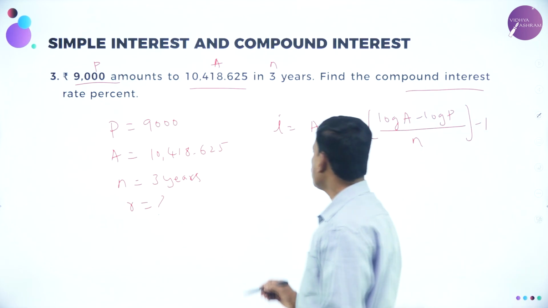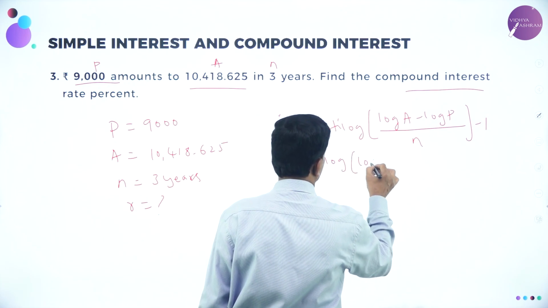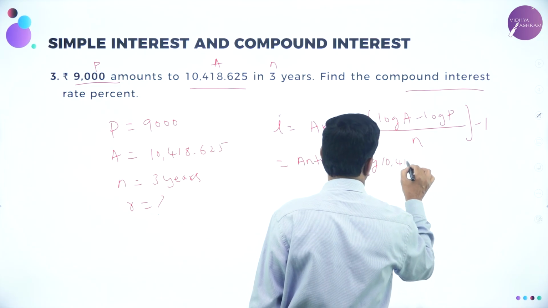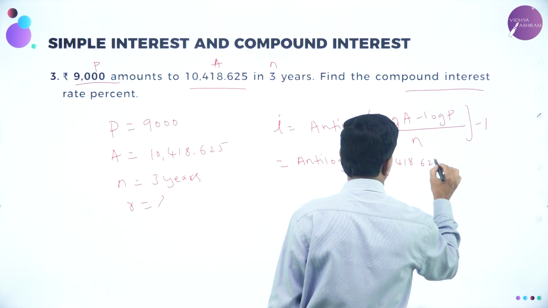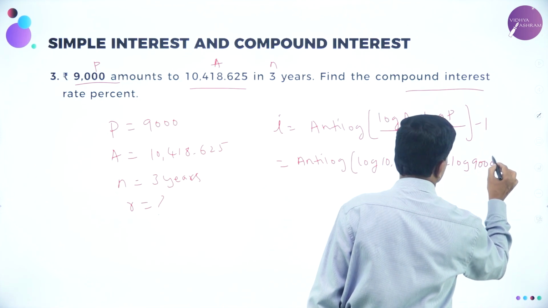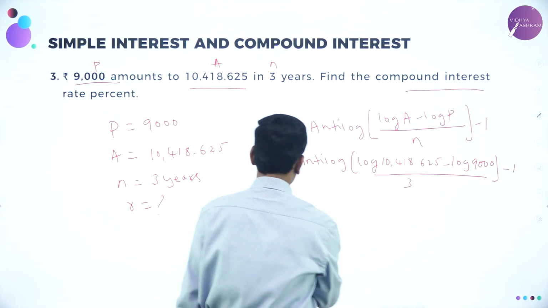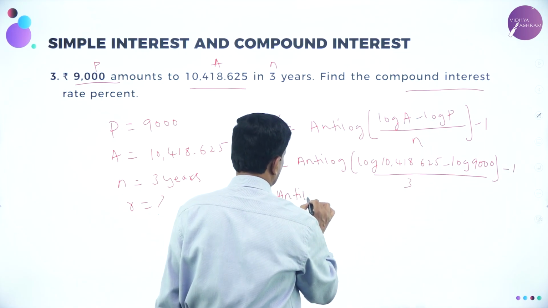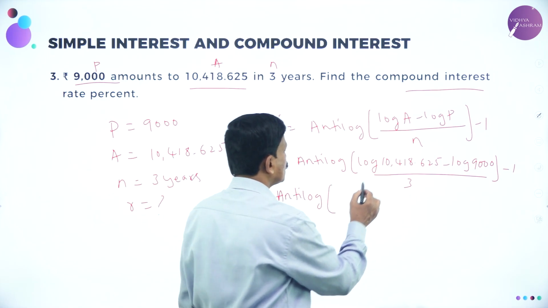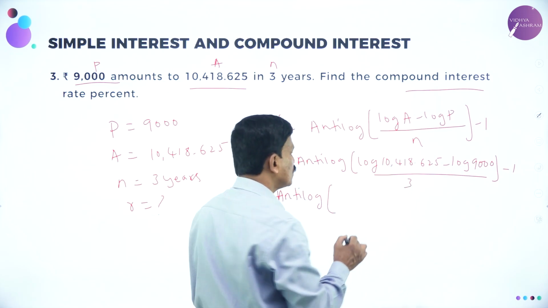That's it. Okay. Now substitute this. Anti-log of logarithm of A. What is A here? A is equal to 10,418.625 minus logarithm of principal 9,000, divided by what is N? N is equal to 3 minus 1. So this is equal to anti-log of the logarithm of, let us find out the characteristics. What is the characteristics for 10,418? There are 1, 2, 3, 4, 5 digits. 5 minus 1 is 4.